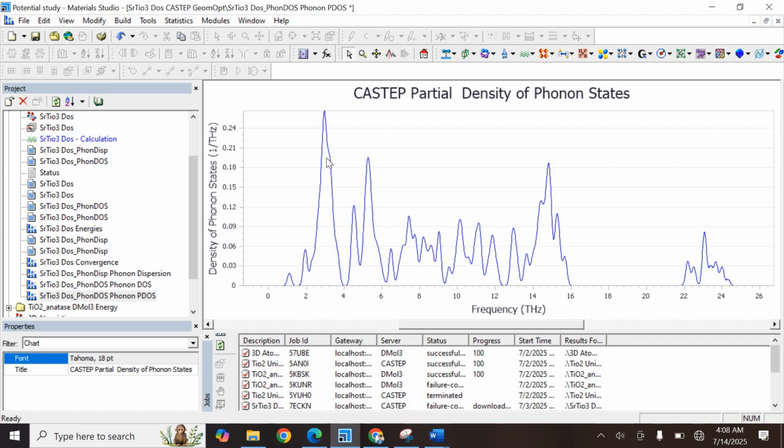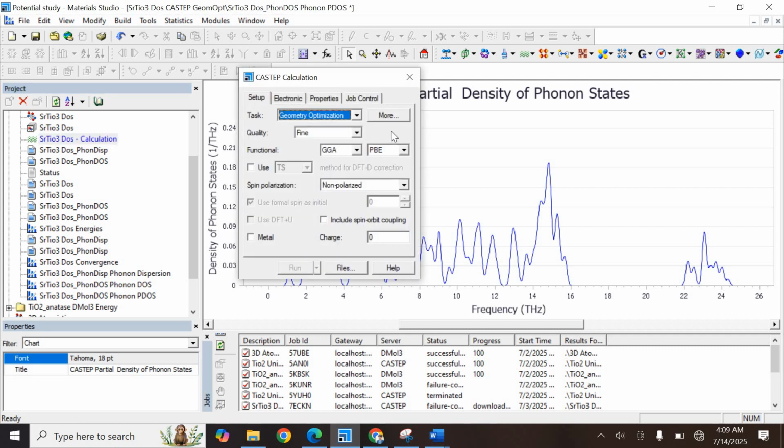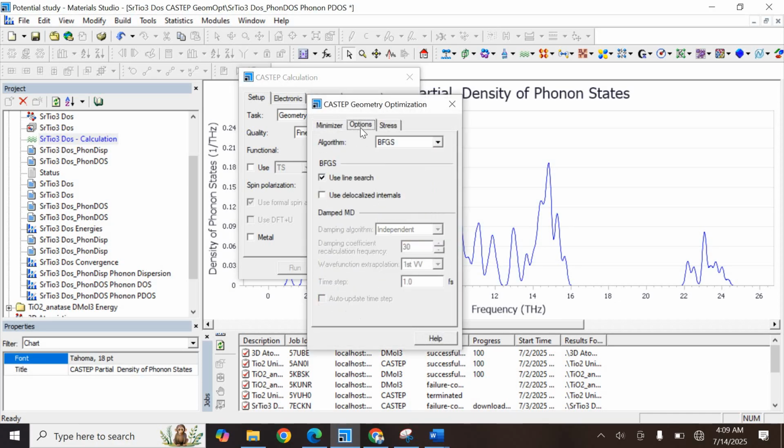Now that we have discussed the results, let me walk you through how we perform this calculation, how to set each parameter for the phonon calculation in CASTEP. I began by optimizing the geometry of the structure to ensure the structure was properly relaxed before starting the phonon calculation. In the setup, I used GGA with the PBE exchange correlation. Regarding the algorithm, I used BFGS, which efficiently minimizes energy and force.